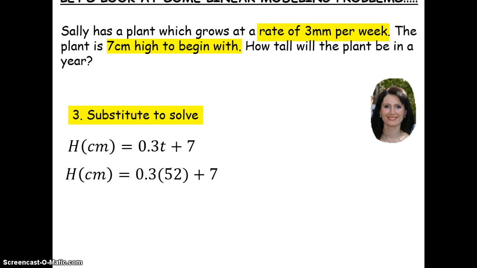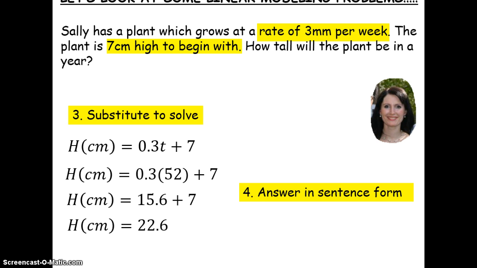Let's substitute 52, because 1 year is 52 weeks. 0.3 times 52 plus 7. Notice that 3 millimetres per week, or 0.3 centimetres per week, must be in the same units as when I substitute in 52 weeks. I couldn't substitute in 1 for 1 year. That wouldn't make sense. My units once again need to be the same. By solving, I end up with h in centimetres is 22.6.